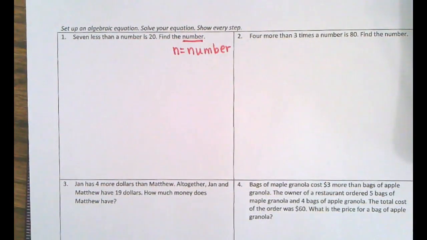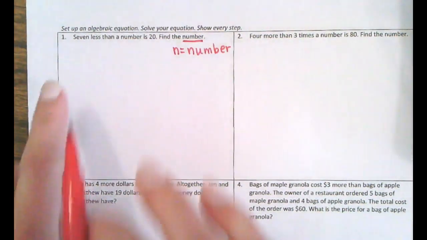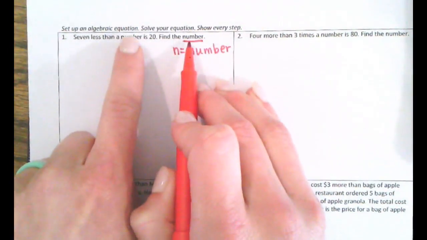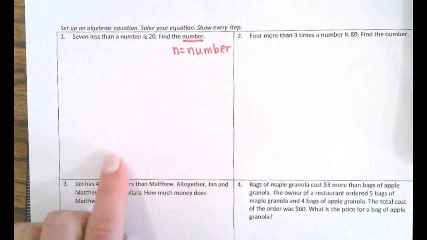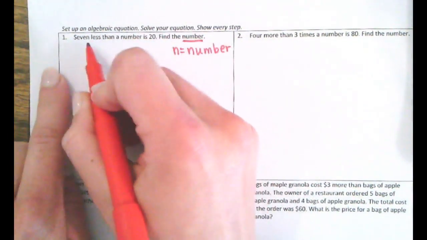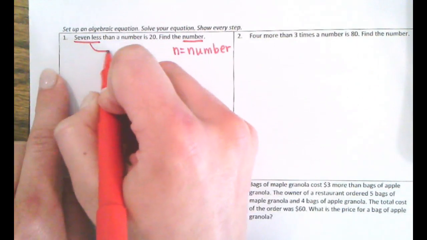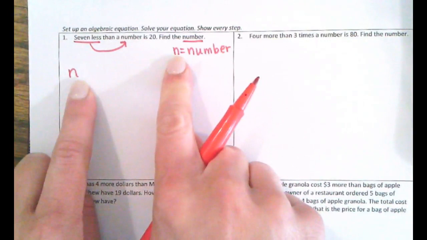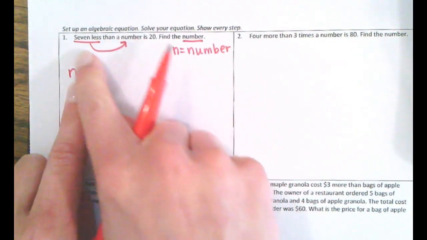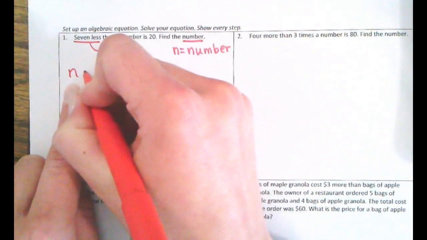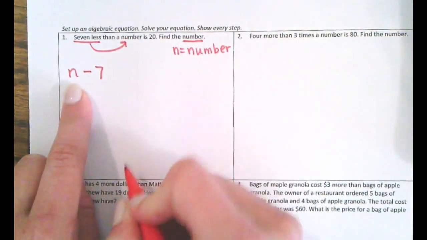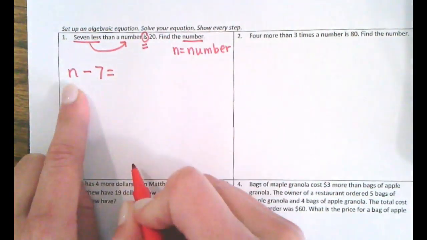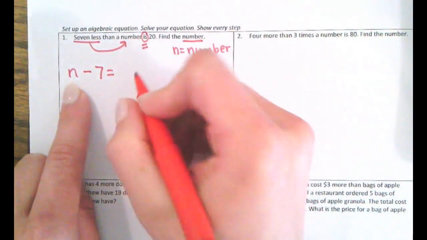Then I'm going to read what the problem is telling me about this equation. 7 less than a number, and this is the same number we are solving for, is 20. 7 less than something, so 7 less than a number, means that number, n, that we have set to be the number, but I want it 7 less than it, so -7. The word is means equals, and it is 20.